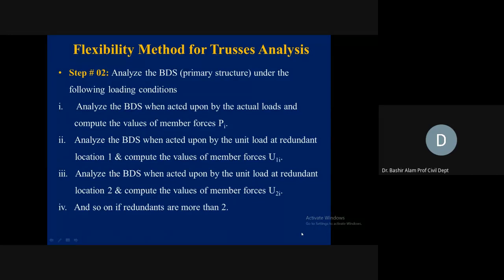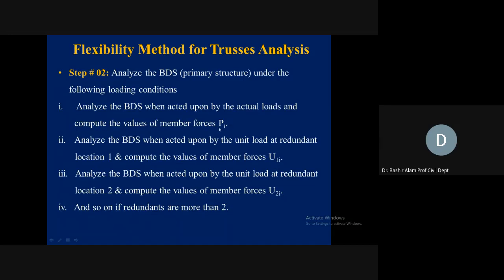The primary structure, for which conditions are you going to analyze it? First, under the actual loads, which will generate the capital P values, and then under the application of the unit loads, which will give you your U1, U2, and so on values.